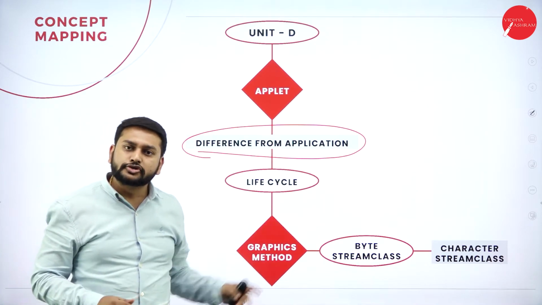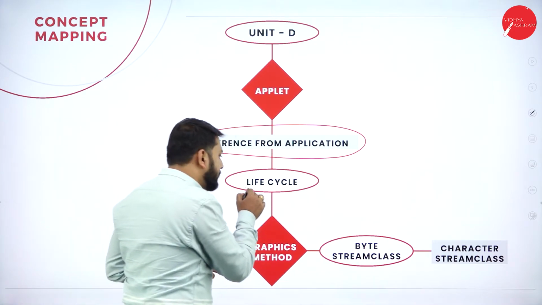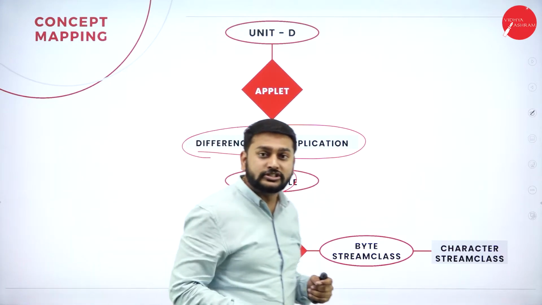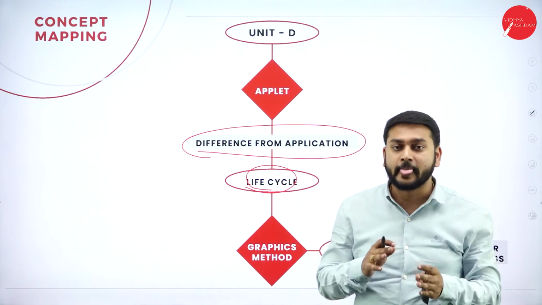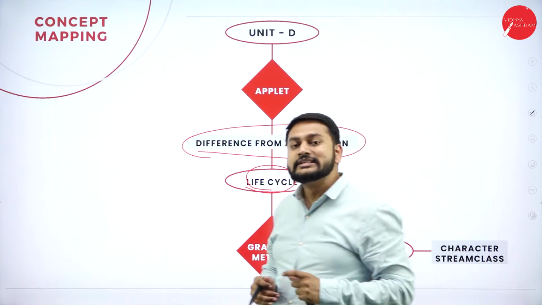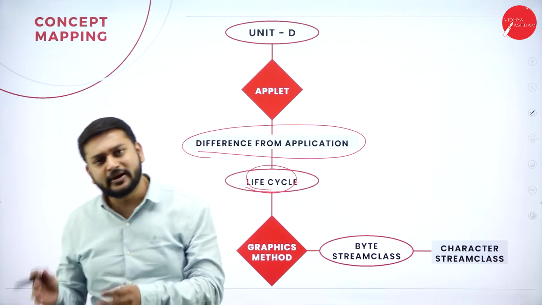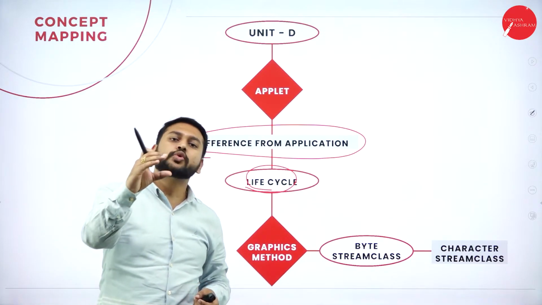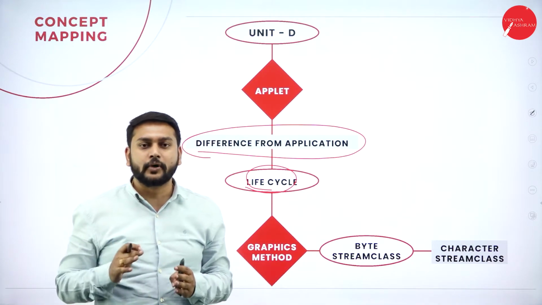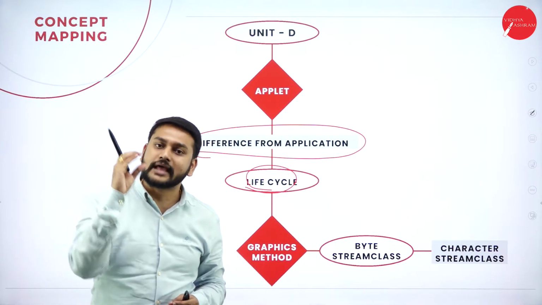Even in applets, you should never skip this topic, the life cycle of applets. Even in the life cycle of applets, you have to write the diagram and then you should explain the different states of an applet with a snippet. Guys, with a snippet in the sense what? What is the method that you are using in that applet state is very important. You should never forget to write that also.